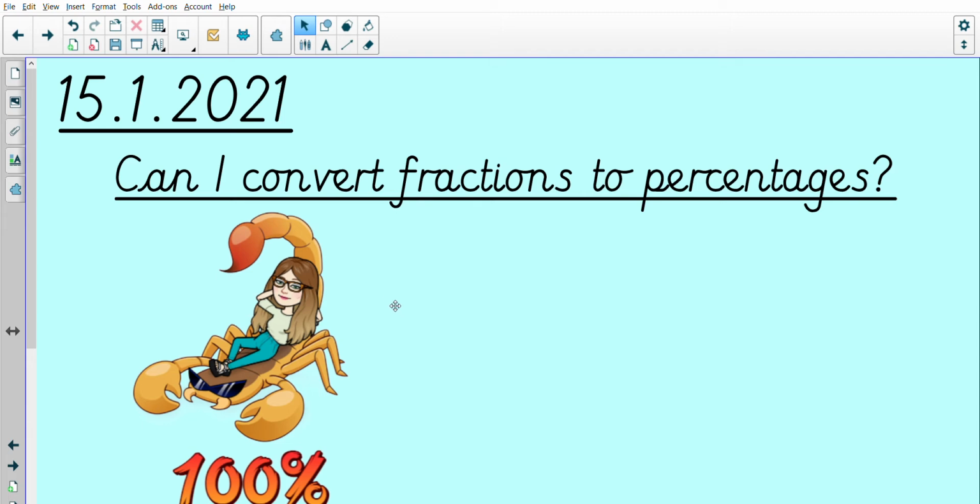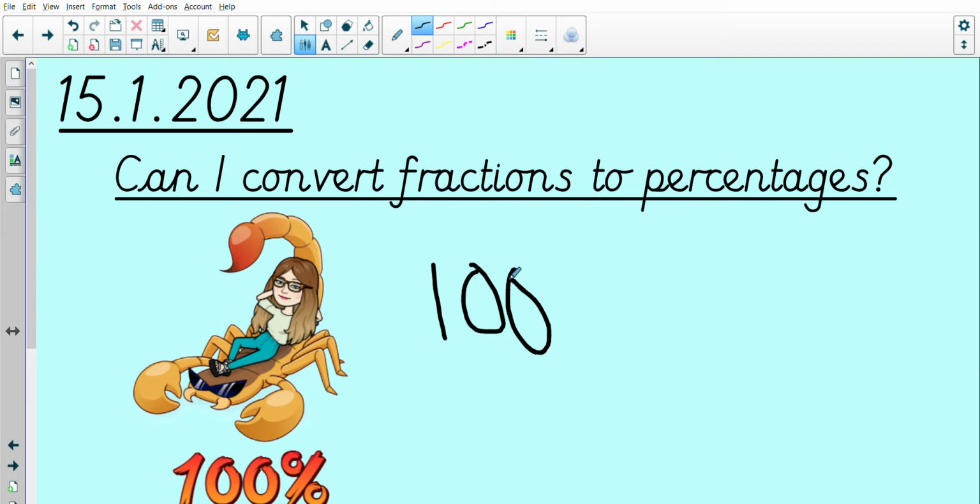And what we're going to do is continue on learning about percentages, and we're going to convert from fractions to percentages today. Again, we're hoping that 100% of us will understand how to do this. And thinking of 100%, what is that as a fraction? Well, hopefully you've all been saying it's 100 out of 100.